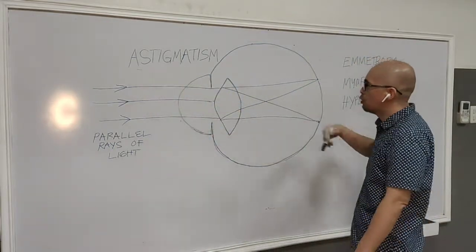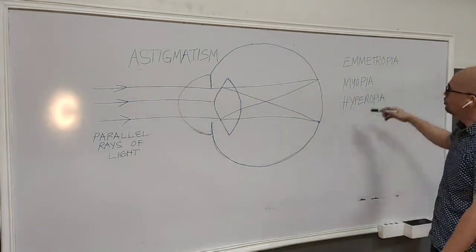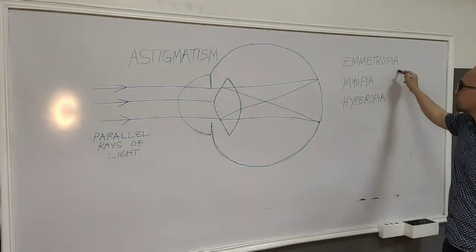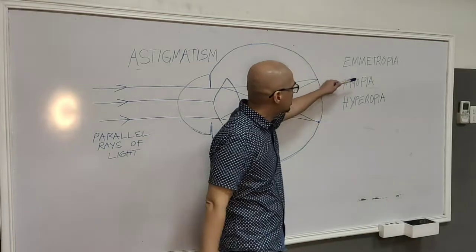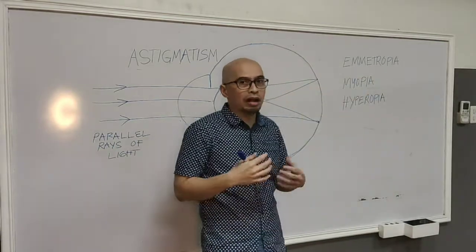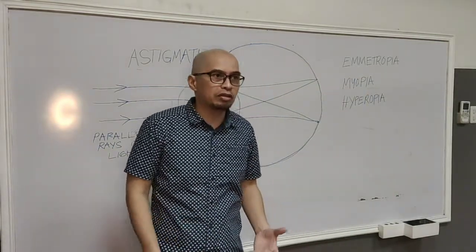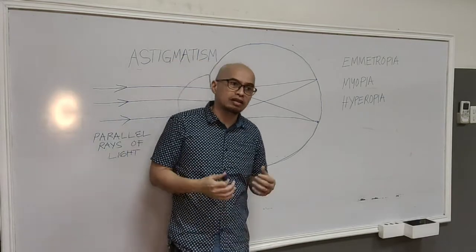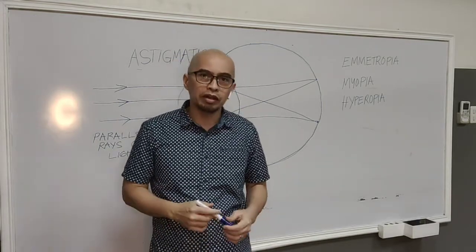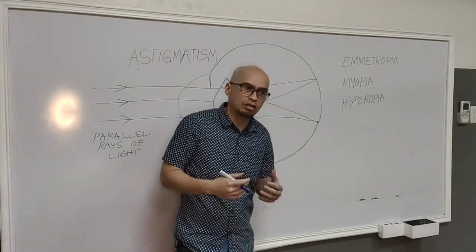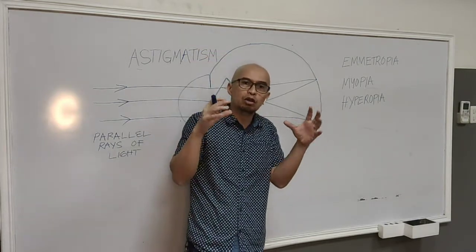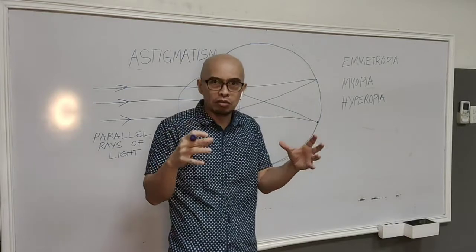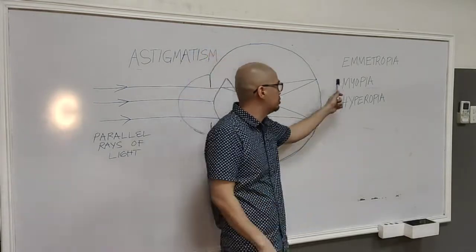Now, as a form of review, we have already talked about emmetropia. This is the normal vision, that means vision is 20/20. As I mentioned, it's not perfect. There are visions that are better than 20/20, but that is the accepted normal vision. So that's emmetropia.